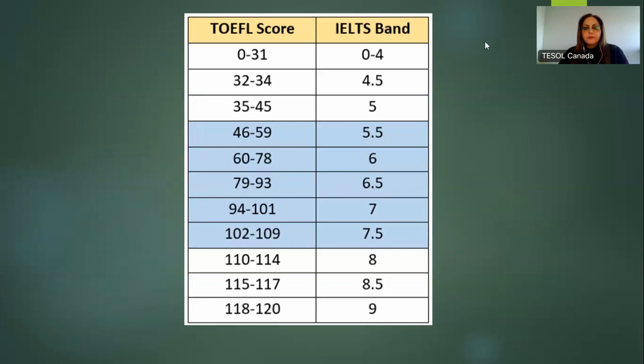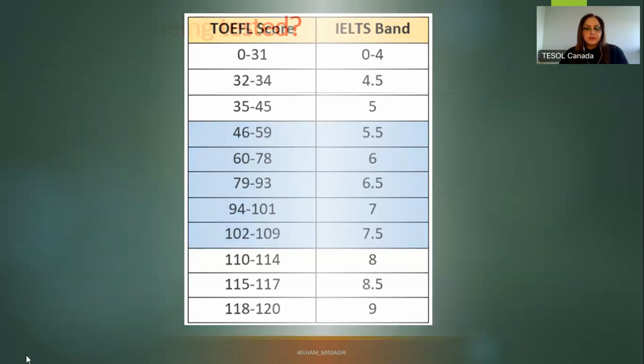What about comparing IELTS to TOEFL scores? So 9 in IELTS equals 118 to 120 in TOEFL. And students usually go for 6.5, or 6 to 7. So 6 is going to be 60 to 75 in TOEFL, and 7 is between 94 and 101 in TOEFL score. Most universities accept both TOEFL and IELTS.